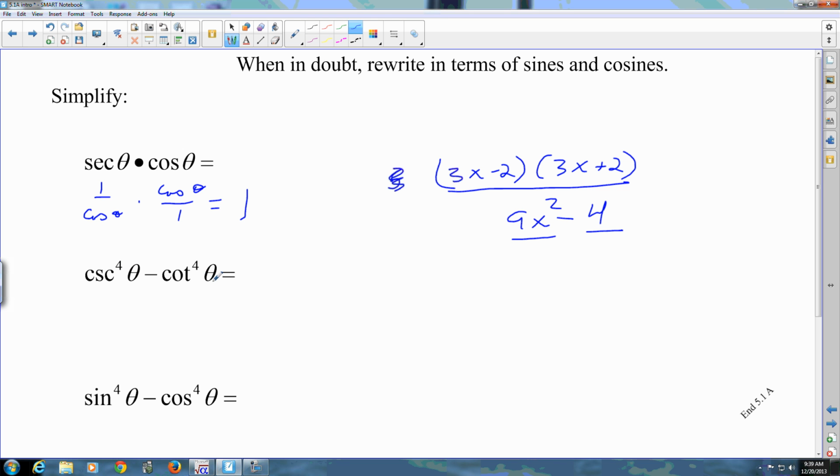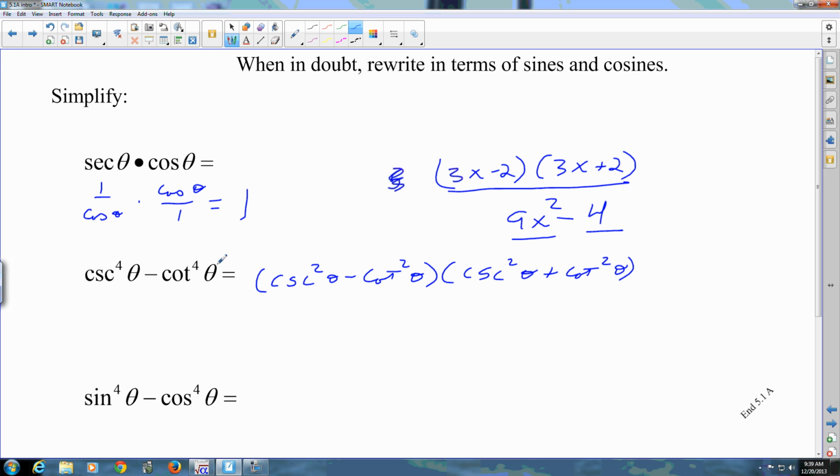So when you're staring at this, don't write things in terms of sines and cosines straight away. Just look at it as a difference of squares pattern. So you're going to have cosecant squared theta minus cotangent squared theta times cosecant squared theta plus cotangent squared theta.